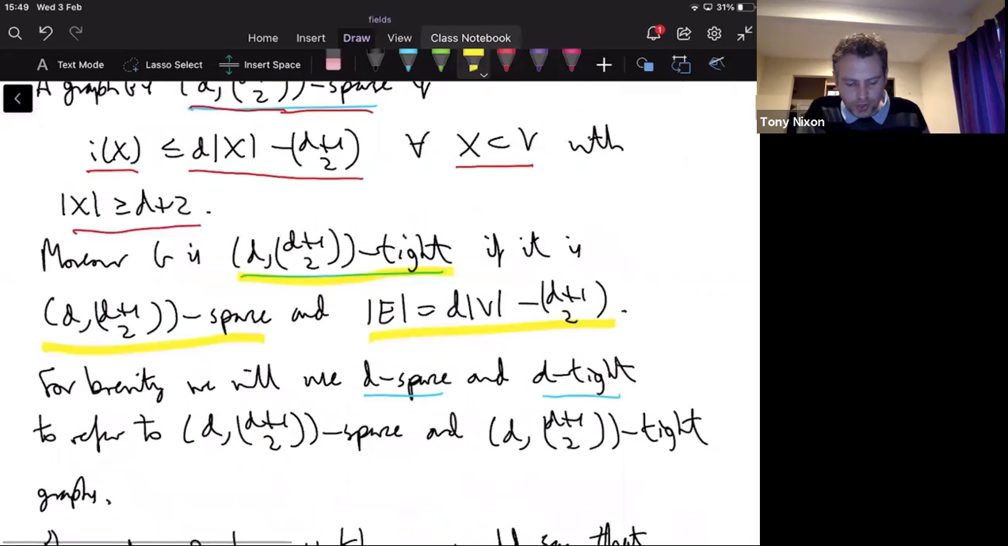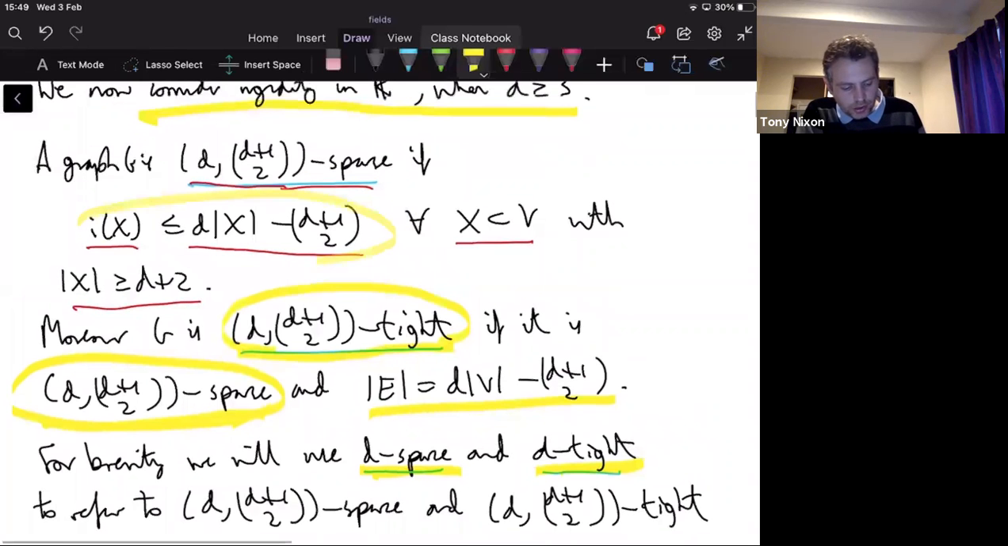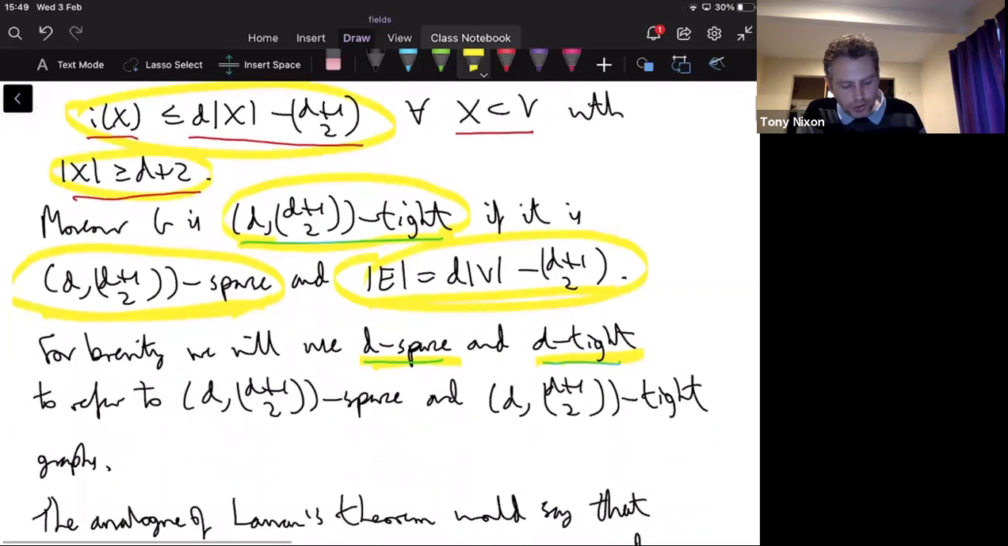To avoid having to keep saying d plus 1 choose 2, I'll probably, maybe not consistently, but I will try to be consistent in sticking to saying d-sparse instead of (d, d+1 choose 2)-sparse, and saying d-tight instead of (d, d+1 choose 2)-tight. So d-sparse means you have this inequality for all big enough sets, and d-tight means you're d-sparse and E equals dv minus (d+1 choose 2).